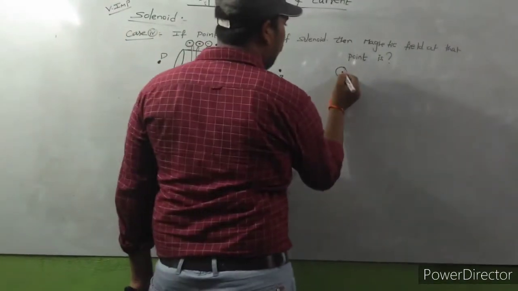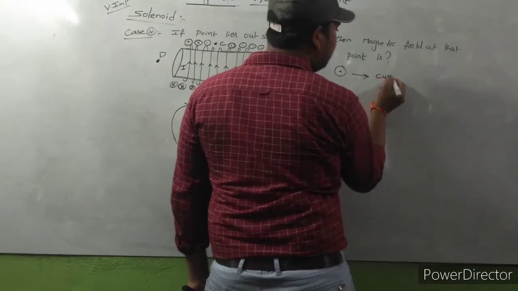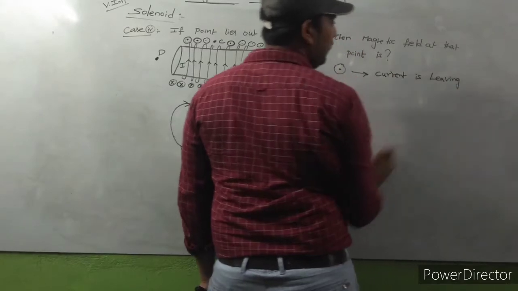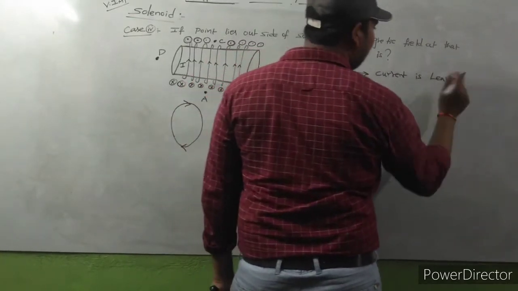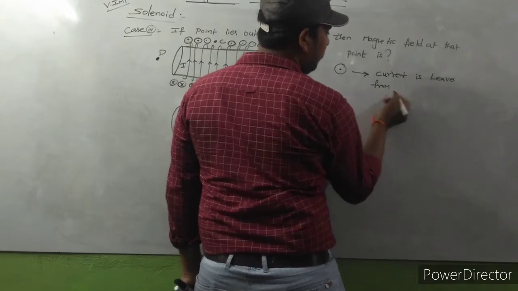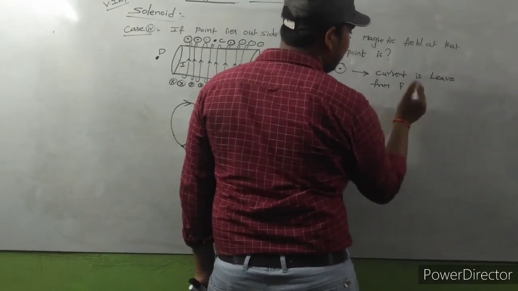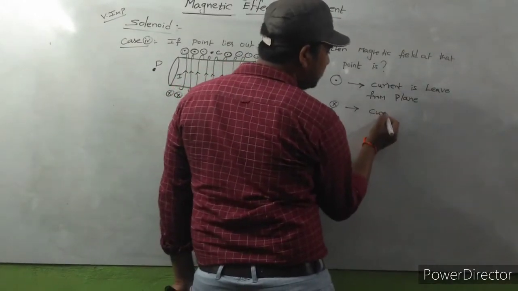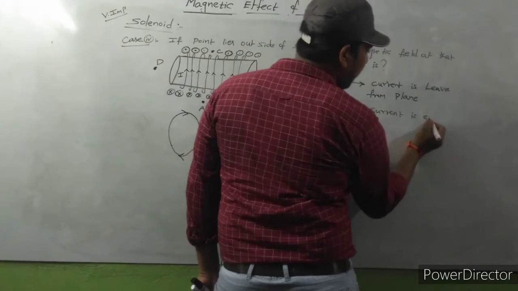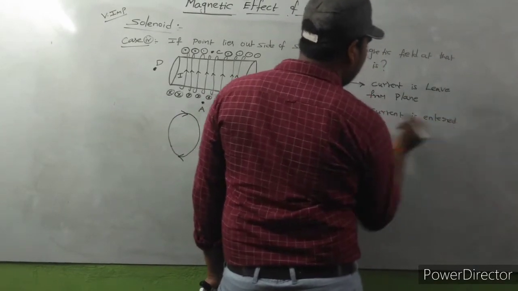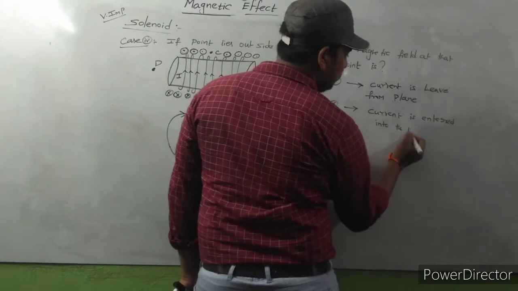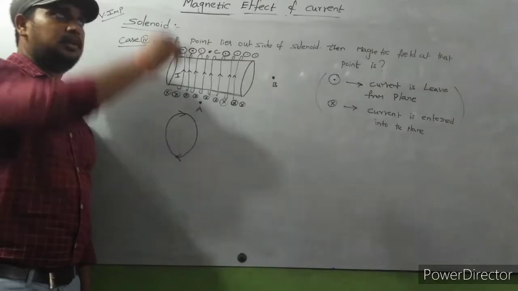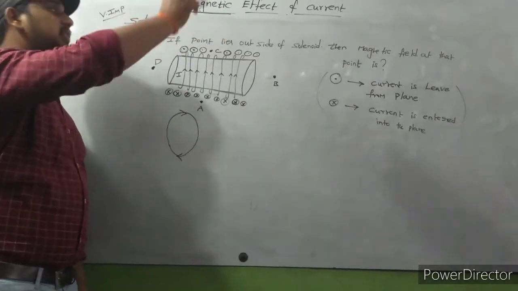So here the out-of-plane mark indicates current is leaving, current leaves from the page or plane. The cross mark indicates current is entered into the plane. So here current is entered downside and upside leaving.